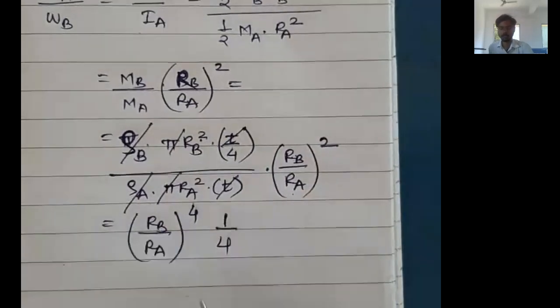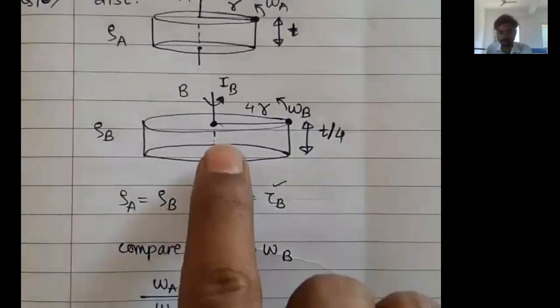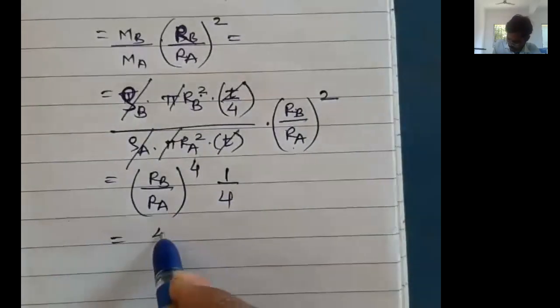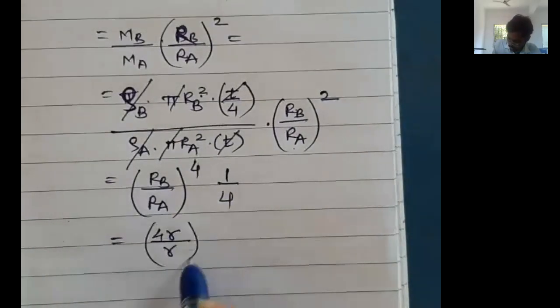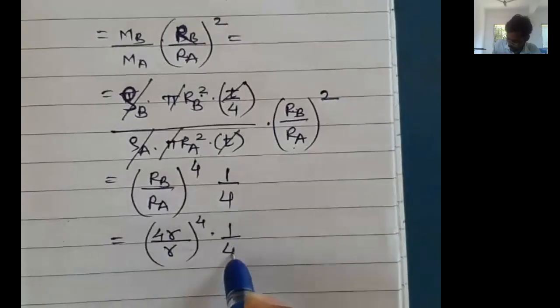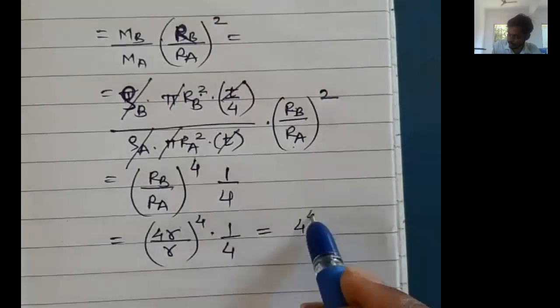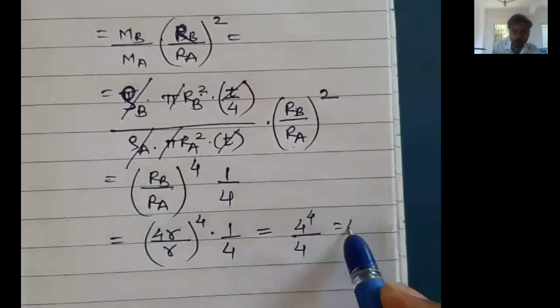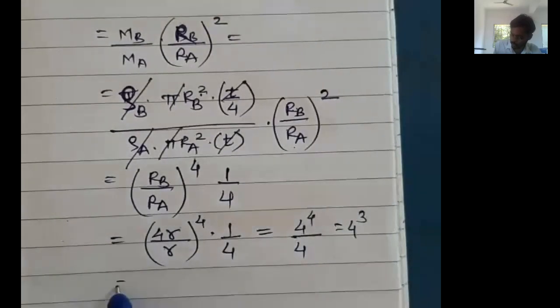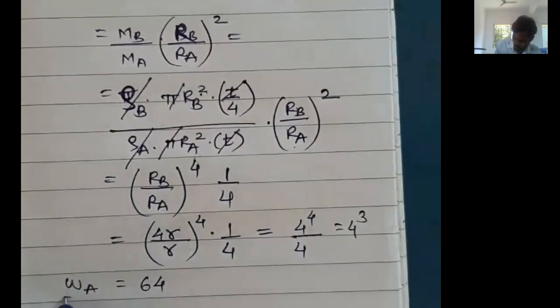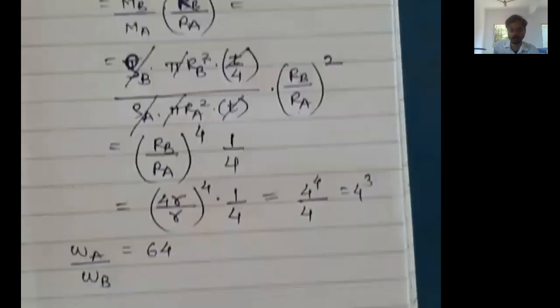So what is RB? Radius of the second disk is 4 times R. What is RA? Radius of the first disk is R. So just put the value and get the answer. (4 times R divided by R) raised to 4 into 1/4. So R cancels. 4 raised to 4 divided by 4 will be 4 raised to 3, and 4 raised to 3 is 64. So omega A upon omega B is 64.